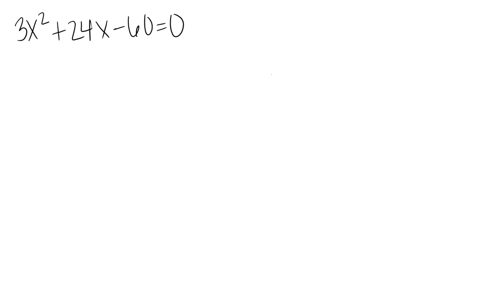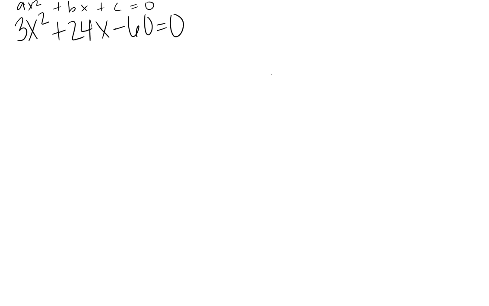All right, so our third example we're going to do for split method is 3x squared plus 24x minus 60 equals 0. So the first step is to make sure it's in standard form, which it is. We have ax squared, then plus bx, and then our constant at the end and equal to 0. Okay, the next step is going to be to try to find a GCF.